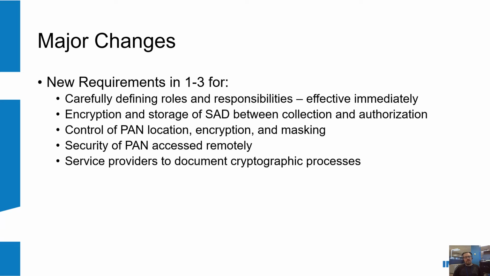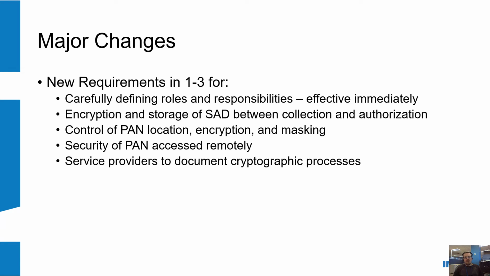So requirements 1 through 3, one of the new things is you have to have carefully defined roles and responsibilities. This actually comes up in pretty much every one of the requirements, and it's something that's effective immediately. Another one, encryption and storage of sensitive authentication data, or SAD. You have to have it encrypted now between collection and authorization. It used to be encryption only really had to happen through storage and transmission. Now it has to stay encrypted between collection and authorization if there's any storage of it in the middle there.